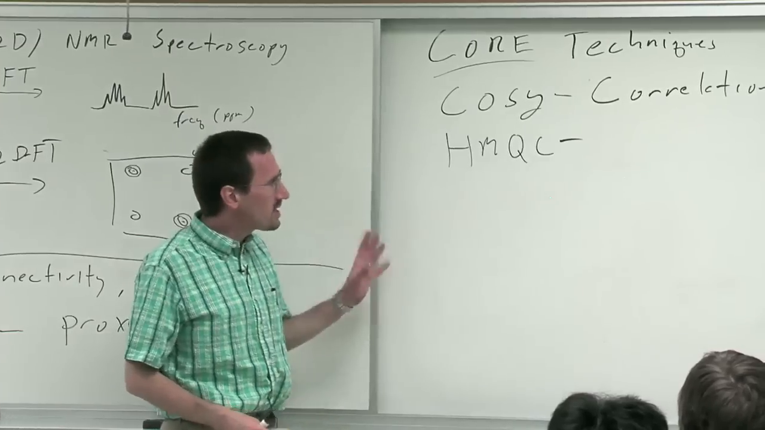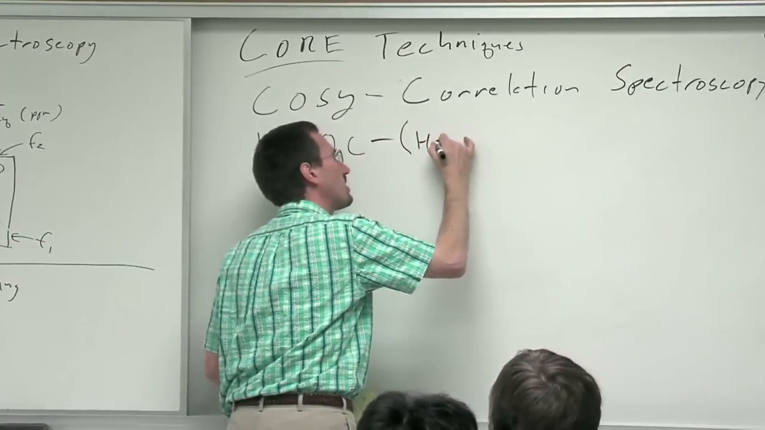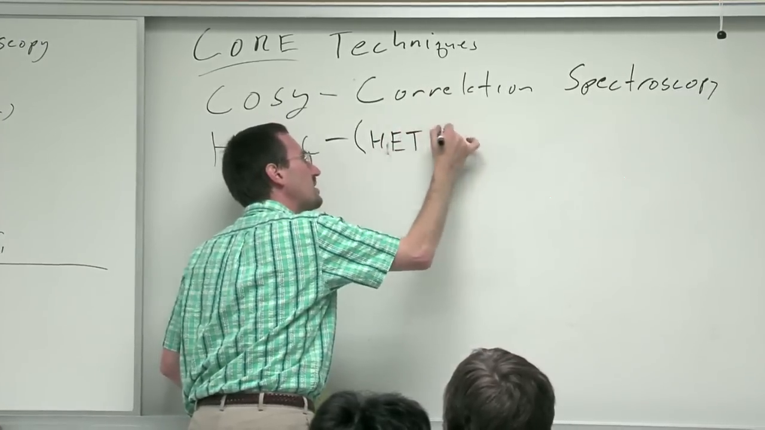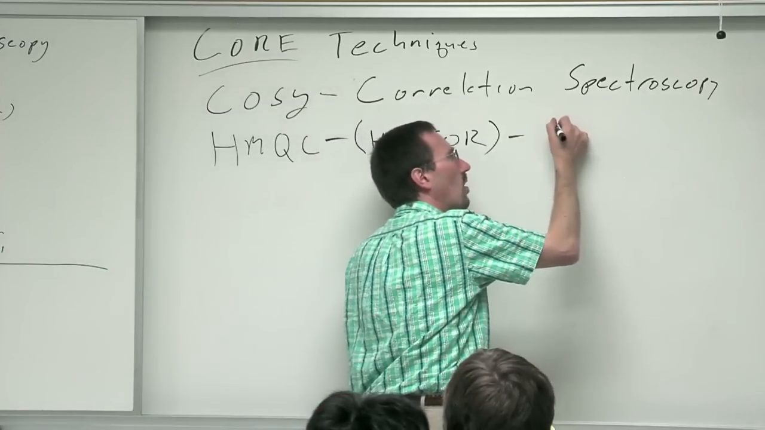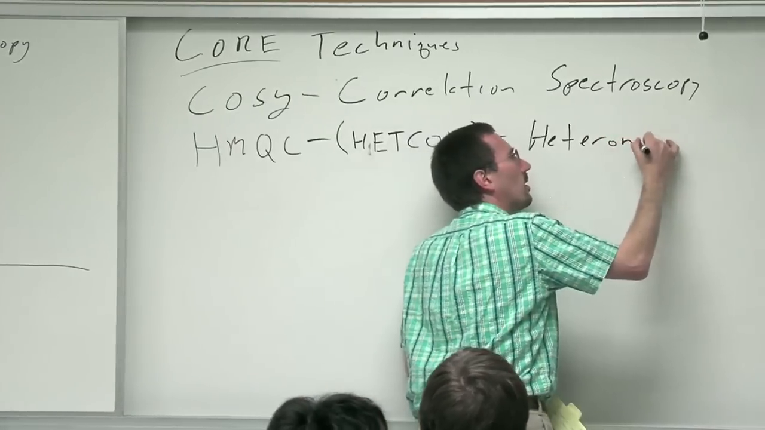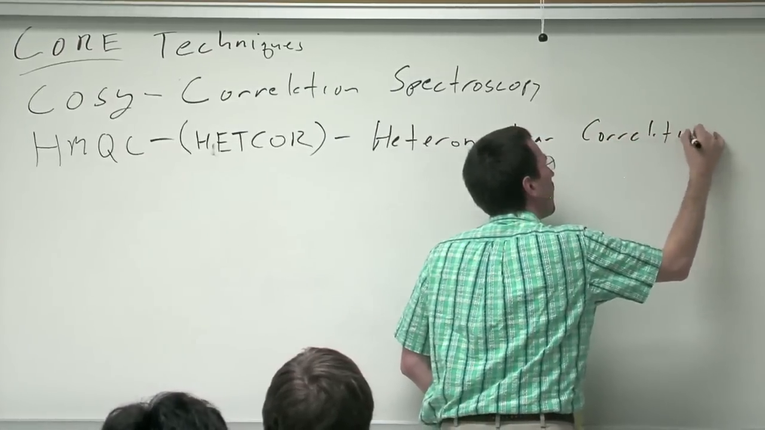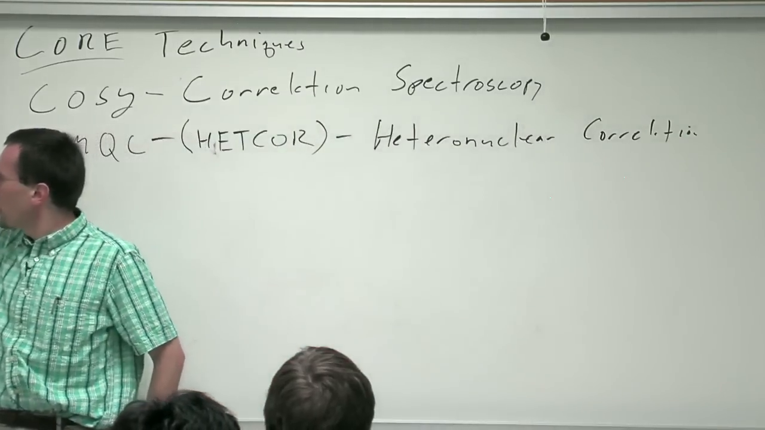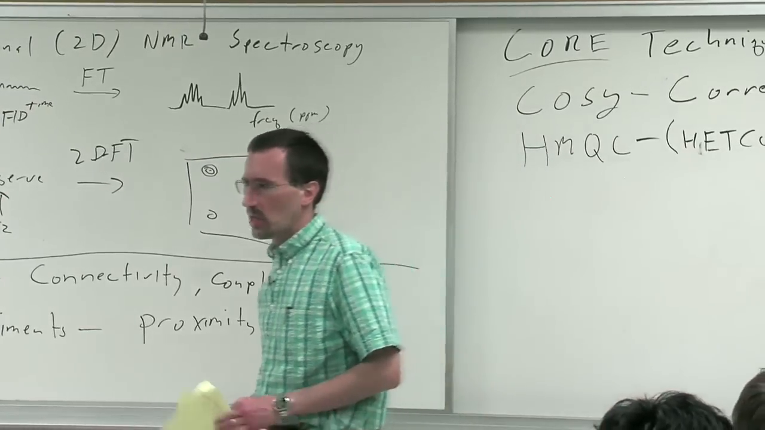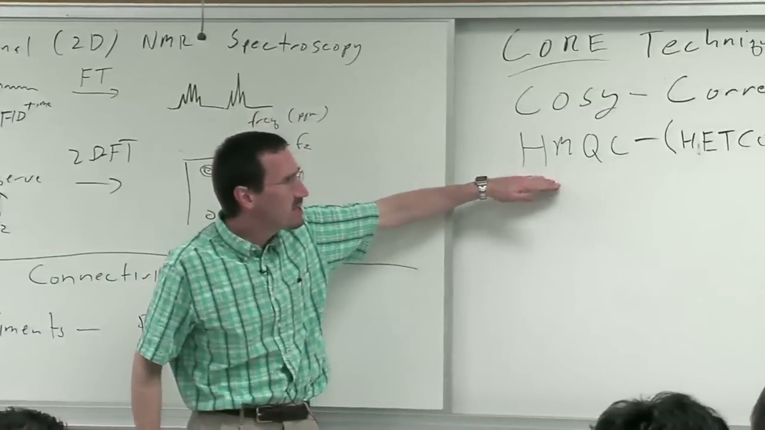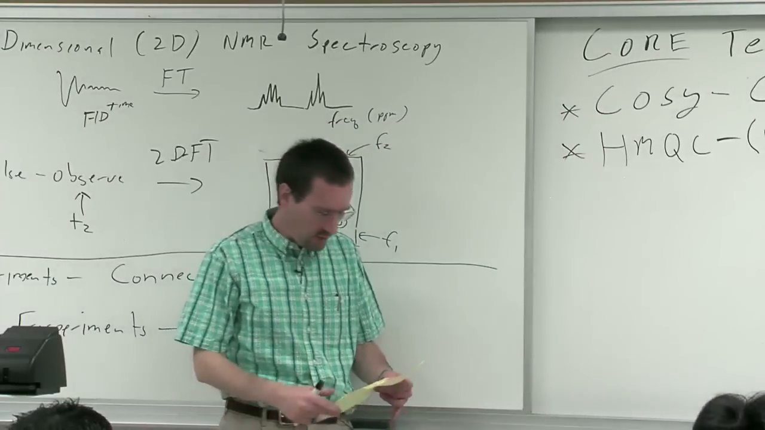The older, less sophisticated version of this experiment was called HETCOR. I'm going to put it in parentheses, but it's not really the same thing. HETCOR was heteronuclear correlation spectroscopy, and now that's what you would call HMQC. HETCOR was an experiment where you would collect carbon data on the F2 dimension and proton data on the F1 dimension, and it was a slower, less efficient experiment. So we're going to start with these two techniques as our initial starting point for building our toolbox, and we'll see that they're extremely powerful.